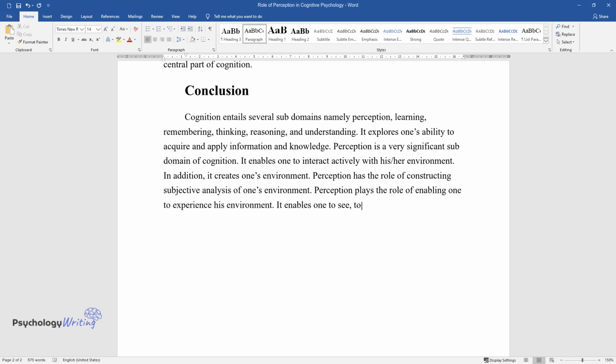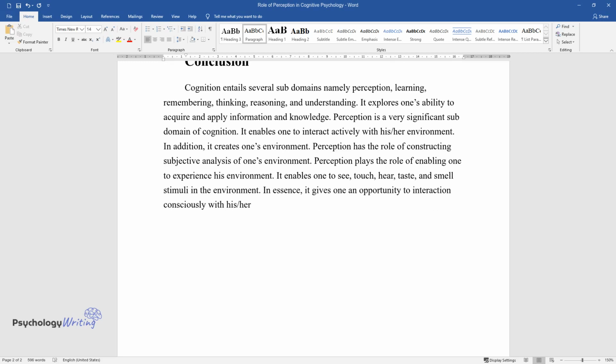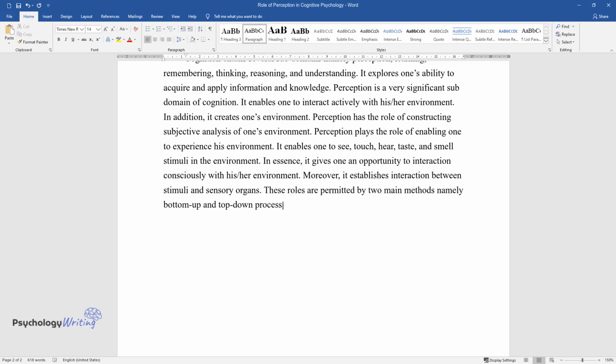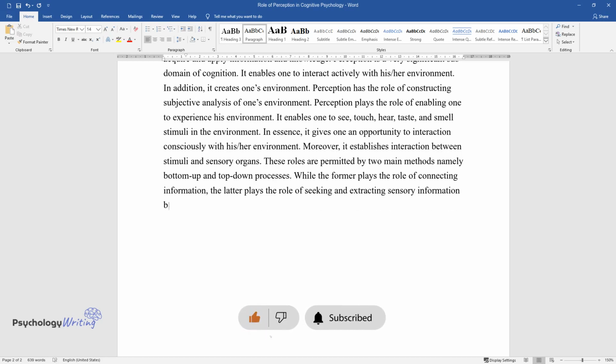It enables one to see, touch, hear, taste, and smell stimuli in the environment. In essence, it gives one an opportunity to interact consciously with his/her environment. Moreover, it establishes interaction between stimuli and sensory organs. These roles are permitted by two main methods, namely bottom-up and top-down processes. While the former plays the role of connecting information, the latter plays the role of seeking and extracting sensory information based on goals, knowledge, beliefs, and expectations.